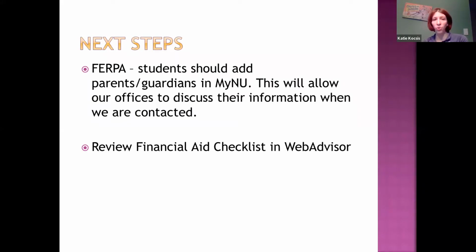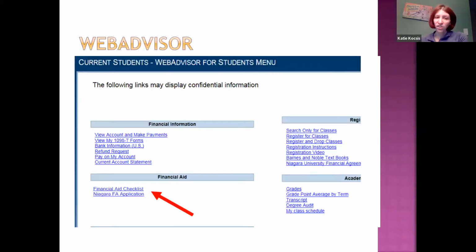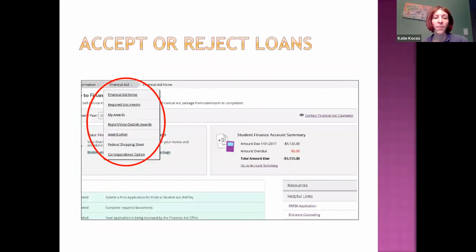Once they're in Web Advisor, there are only two options under financial aid: the financial aid checklist and the financial aid application, and that's for returning students, not for incoming. So you just click on the financial aid checklist, and it will show you some different things you can do. In the drop-down box, you can go to My Awards or the award letter, and it will show you the breakdown of their most current financial aid offer.